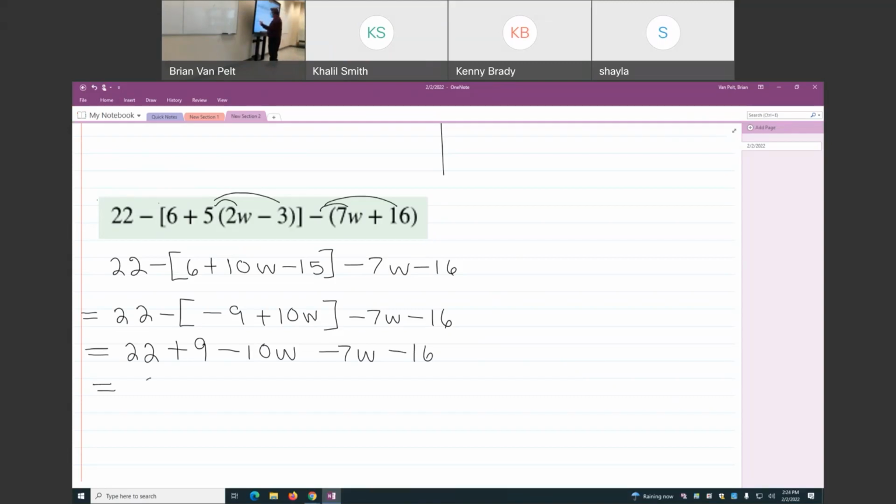22 plus the 9 is 31. -10W and -7W is -17W. And then -16. And then all I have to do, what's 31 minus 16? 15. So you can choose to put the 15 in front or behind, it doesn't matter. 15 minus 17.